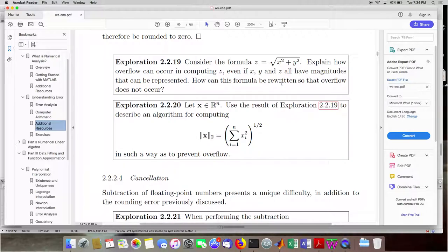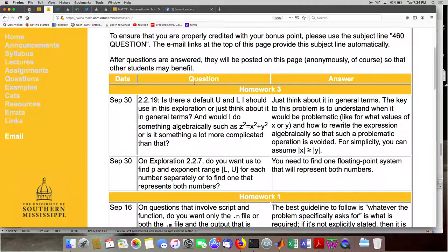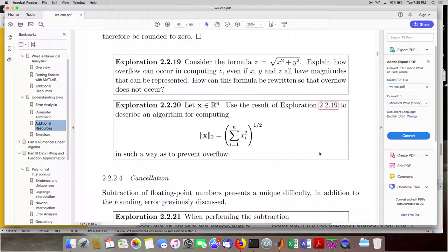For simplicity's sake, and I mentioned this in a response to an email question, it's okay to assume that X is larger than Y, because otherwise you'd have to do a case analysis: if X is greater than Y, you do this, otherwise you do this, which are basically the same thing with the roles of X and Y reversed. So you might as well just assume that X is the larger of the two. Operations like squaring and adding are only going to cause problems for numbers of certain magnitudes. So if you rewrite this expression algebraically in such a way that the problematic operation is performed on numbers that are safe, then that's a good way to go.